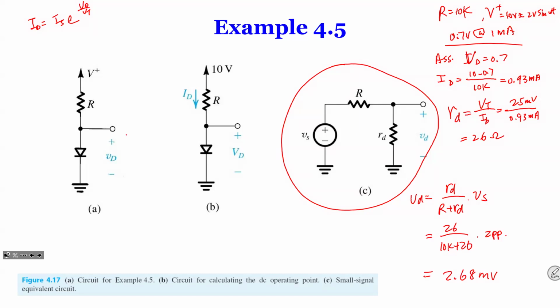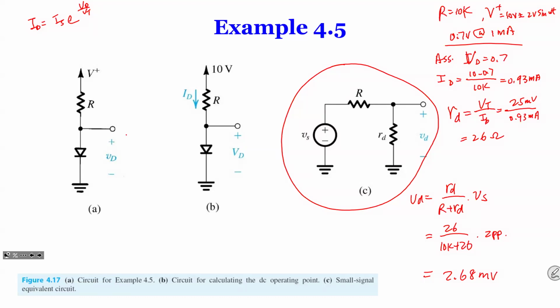The reason we want to look at this example is that if you look at the change at the source, it has 2 volts peak-to-peak change. But at the diode, you only get 2.68 millivolts change. It's not a lot of change on the diode side. So this is quite an interesting phenomenon: when you apply voltage at the source, the change on the diode side is not very much.